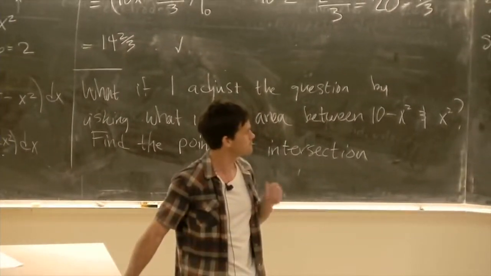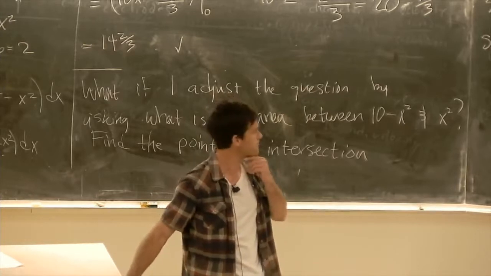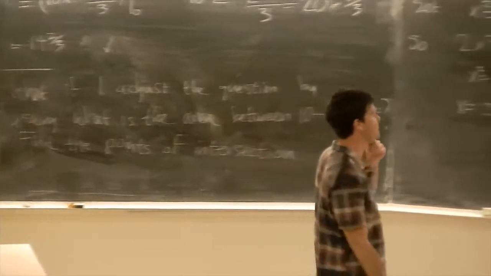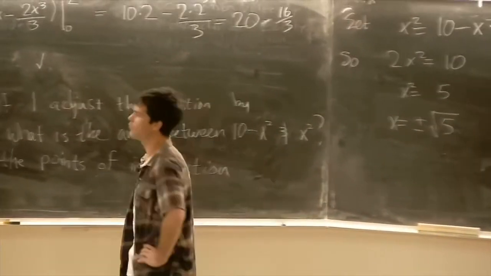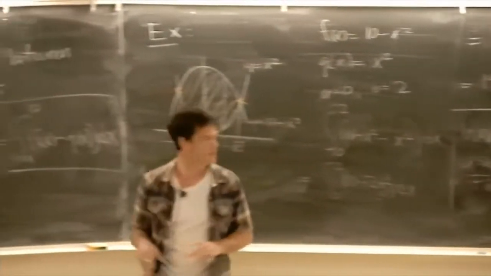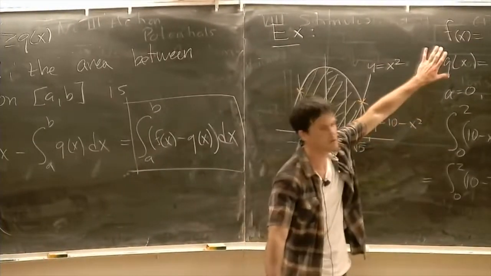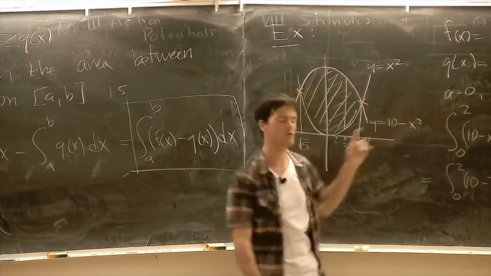Why aren't you subtracting f of x from g of x instead of the other way around? How do you know which one to subtract from which? The way we started off the first example, the first thing we had to figure out was which one was f and which one was g. How did we know?